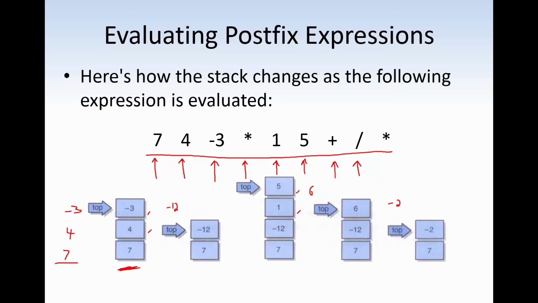The last thing in this expression is another multiplication. So we'll continue scanning along. We see that multiplication. And then we'll take out our -2 and our 7. At that point, we can do our multiplication, and we get back our -14. And that -14, that's going to go back on the stack. So these two things have been taken out, and then that final value is going to be put on here.